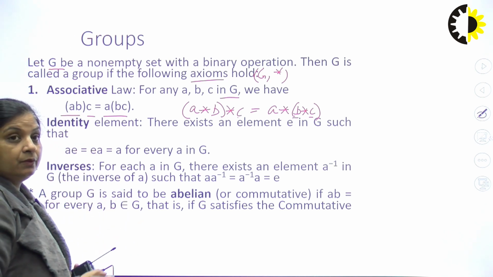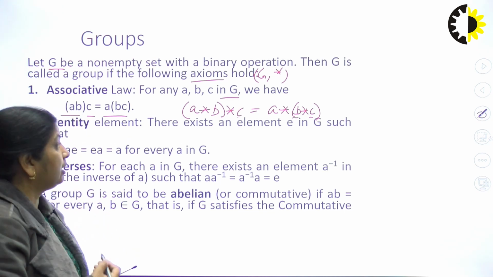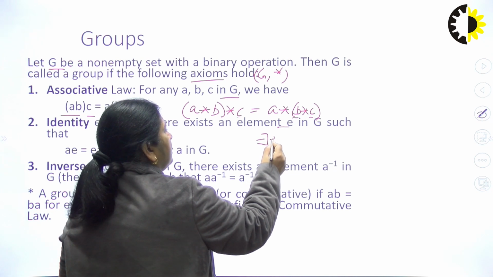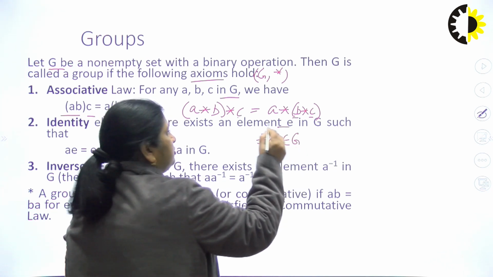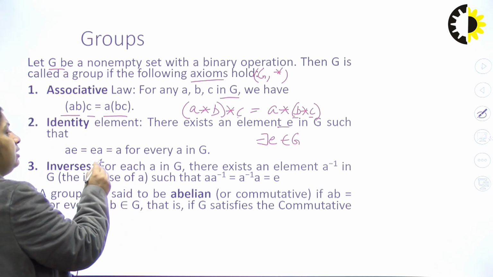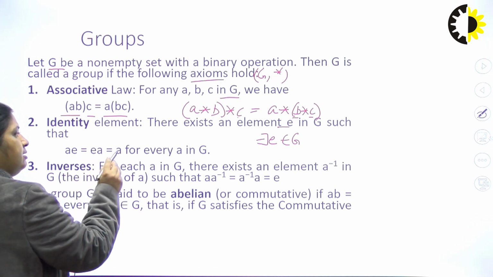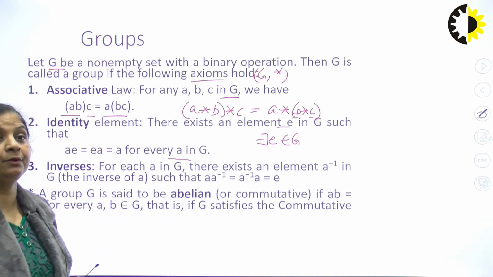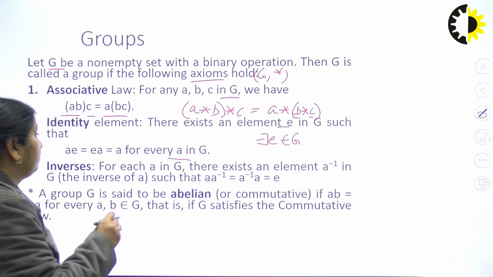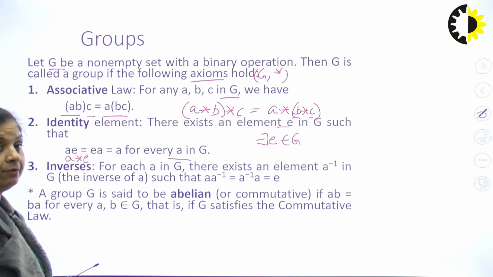Identity. If the identity property holds, what does it mean? It means in the group G, there exists an element e. So in the group itself, we have an element e such that a·e is equal to e·a is equal to a. So what does it mean? a * e is equal to e * a is equal to a for every a belonging to G. This is our simplified notation for a * e.